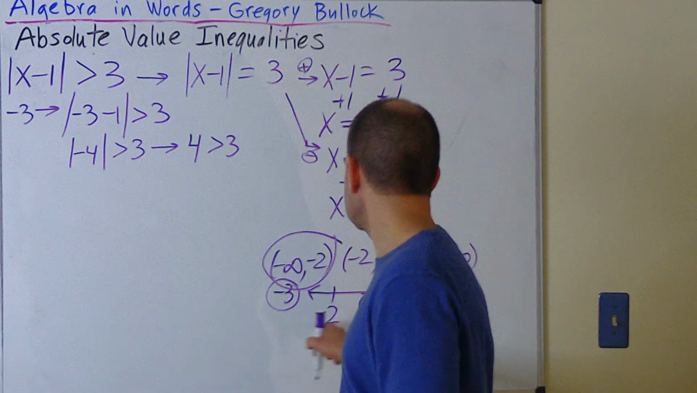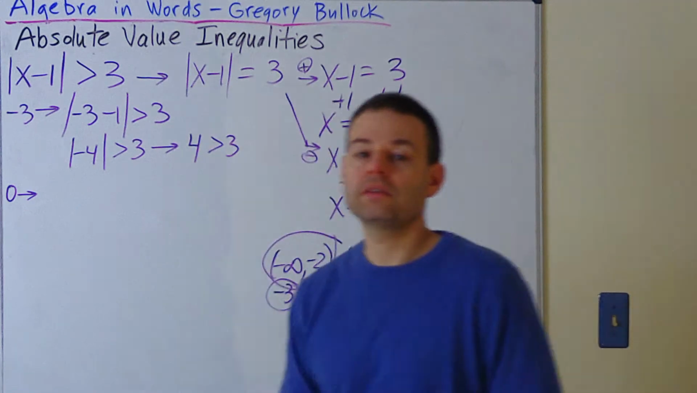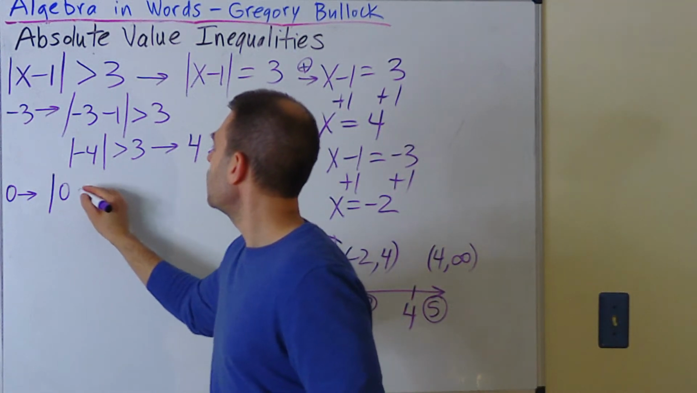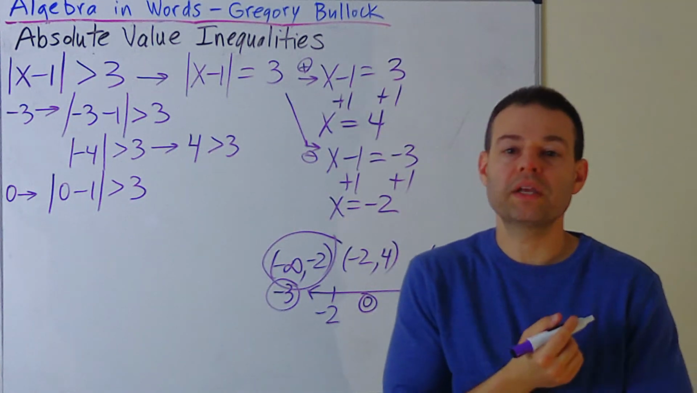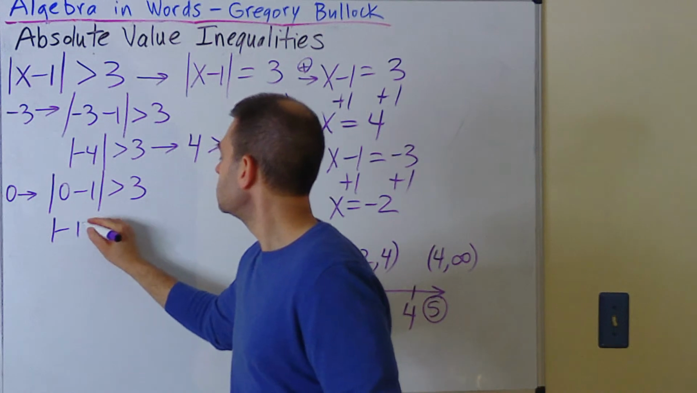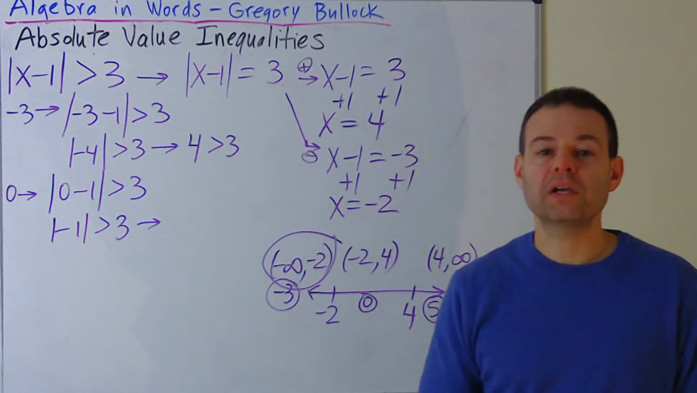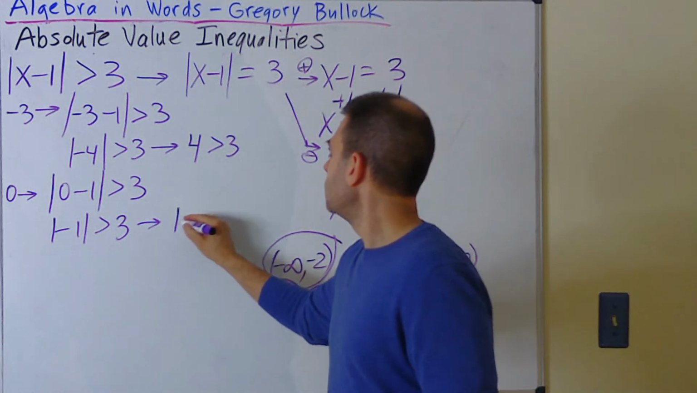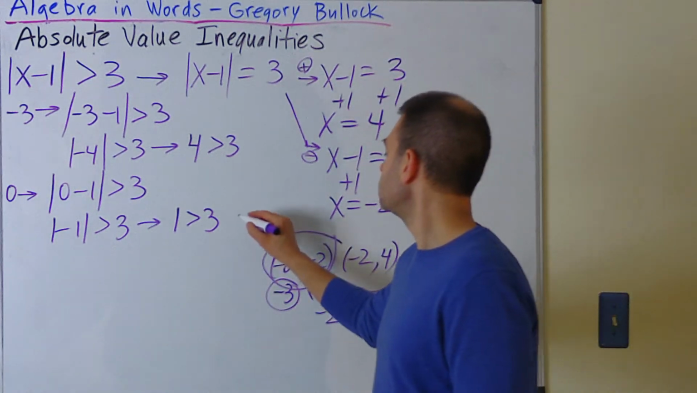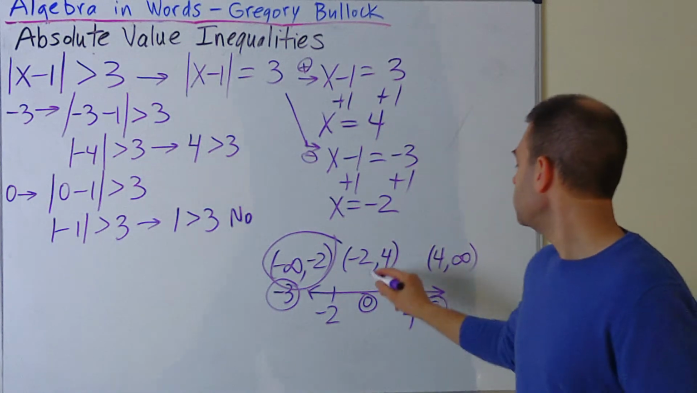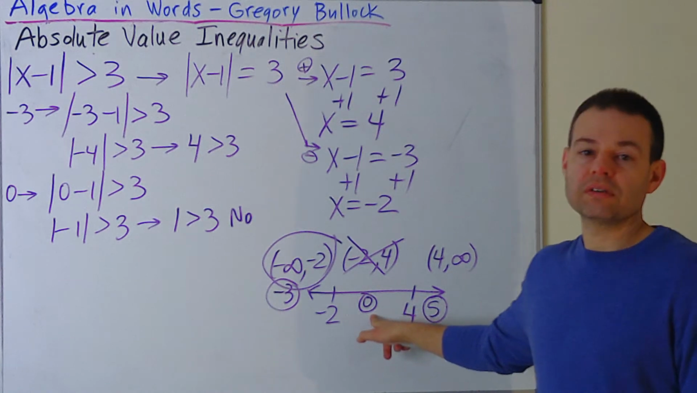Let's now test 0 for the middle region. Plug it into the original inequality. The absolute value of 0 minus 1 is greater than 3, and 0 minus 1 is negative 1. Let's move it to the right, and the absolute value of negative 1 is positive 1. Is positive 1 greater than 3? No. So that means we cross out and reject the region that that test point 0 came from.